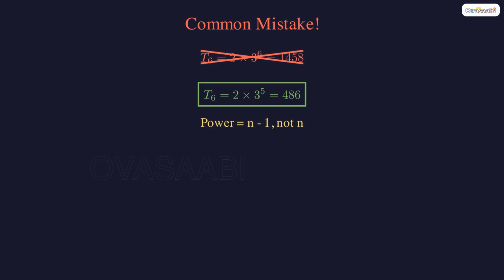Many students use n instead of n minus 1 in the power. For the 6th term, the power is 5, not 6. Always subtract 1 from n.